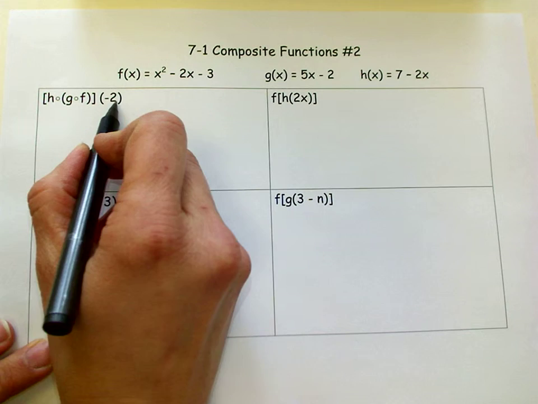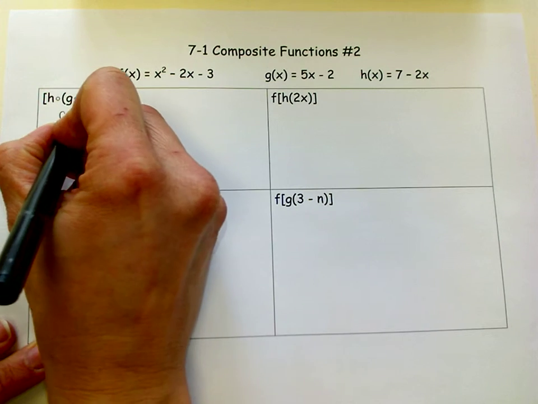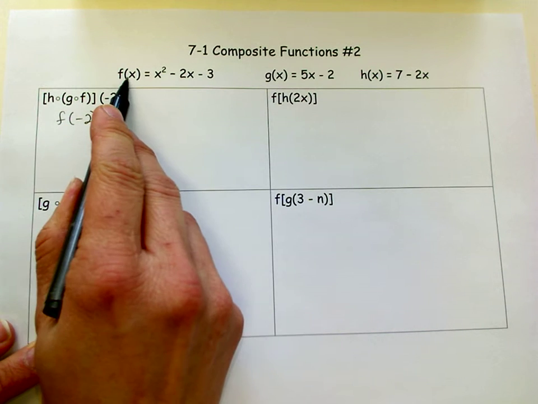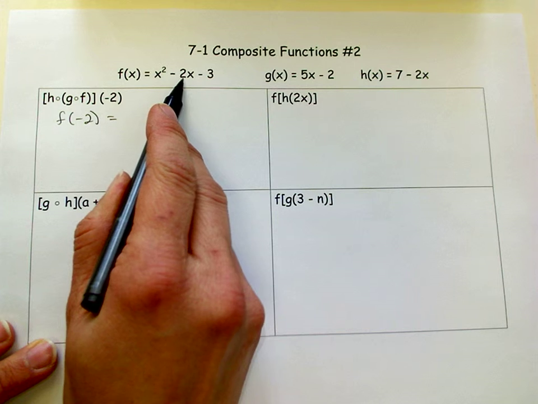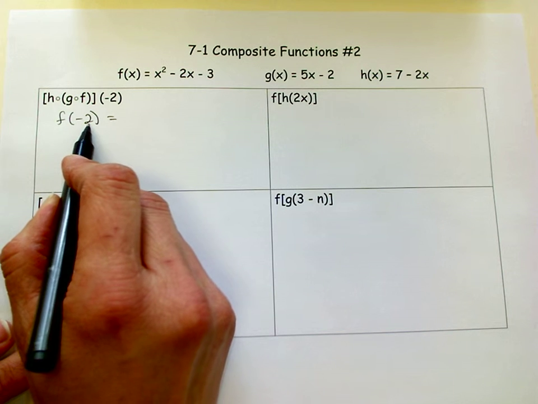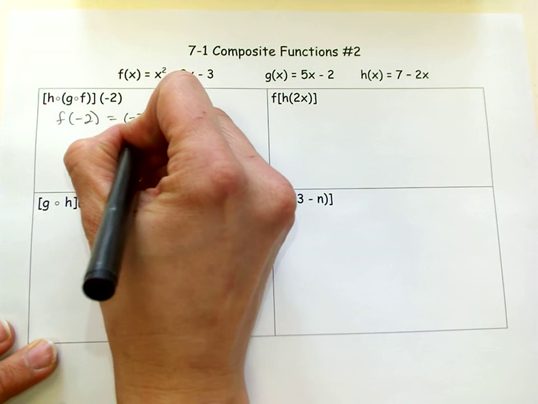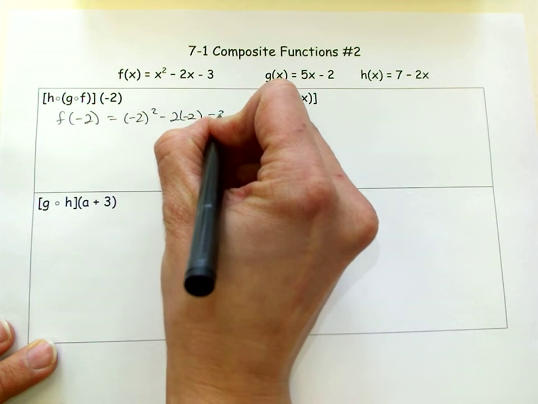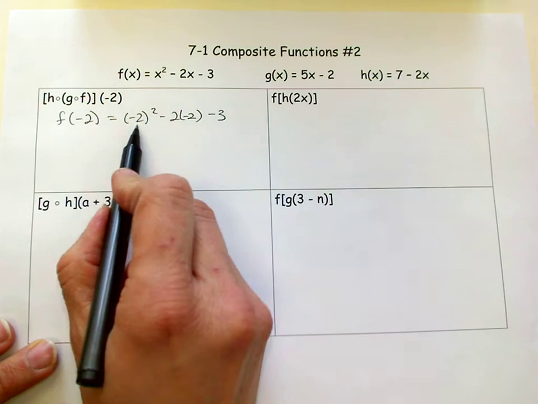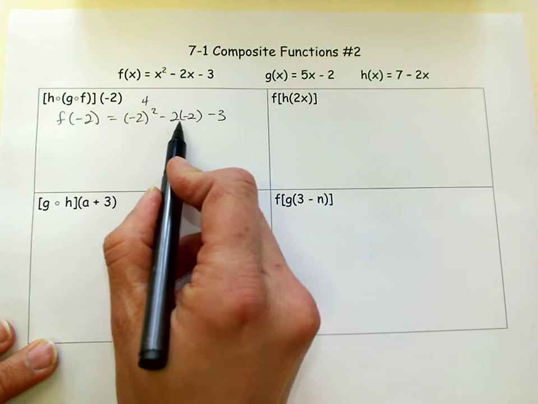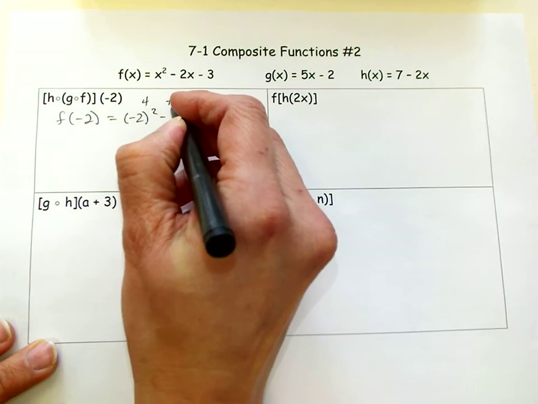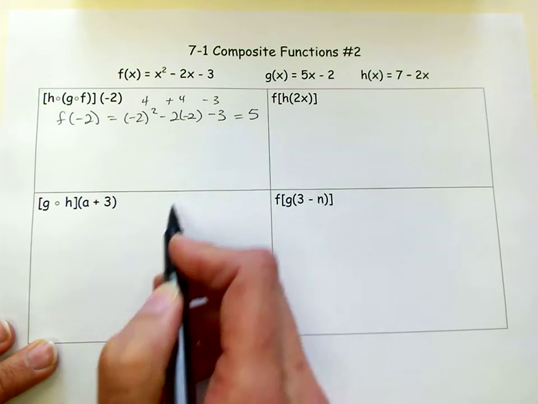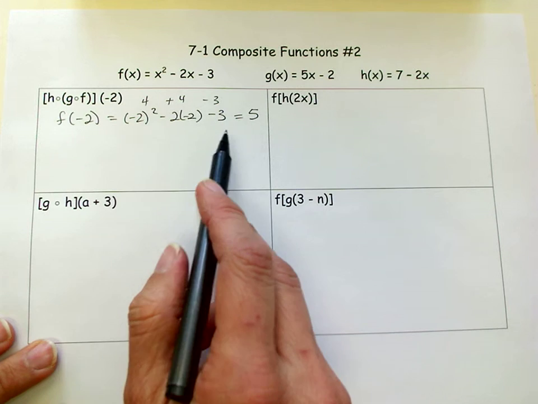So we need to find f of negative 2. Well, f of negative 2 means that whenever we see an x in the f of x function, we take the x out and we replace it or substitute it with a negative 2. So we have negative 2 squared minus 2 times negative 2 minus 3. Well, negative 2 squared is 4. Negative 2 times a negative 2 is also a 4. And then we have a minus 3. So we end up with 5. 4 plus 4 is 8 minus 3 is 5.